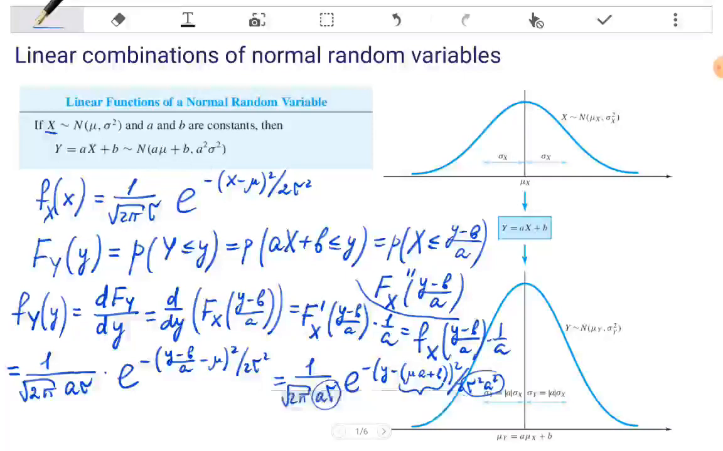You can see on the graph, this was the original random variable X, which was given with mu and the variance, and you see what we get after taking a linear function. For this new random variable Y, the mean changed by the same function as is given, and the variance changed by the absolute value of a. Okay, so this is about the linear function.